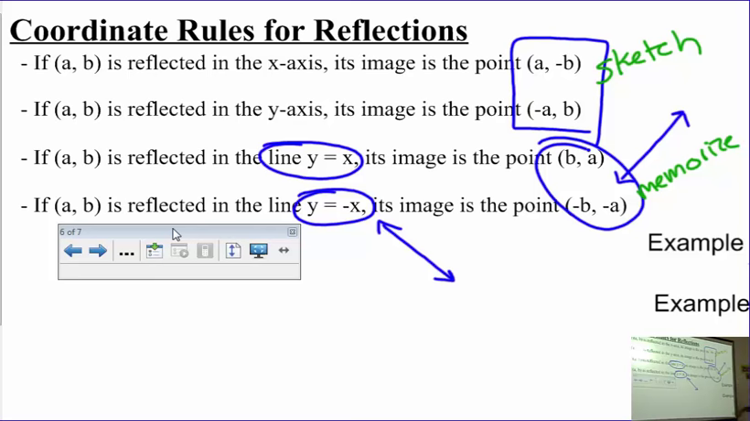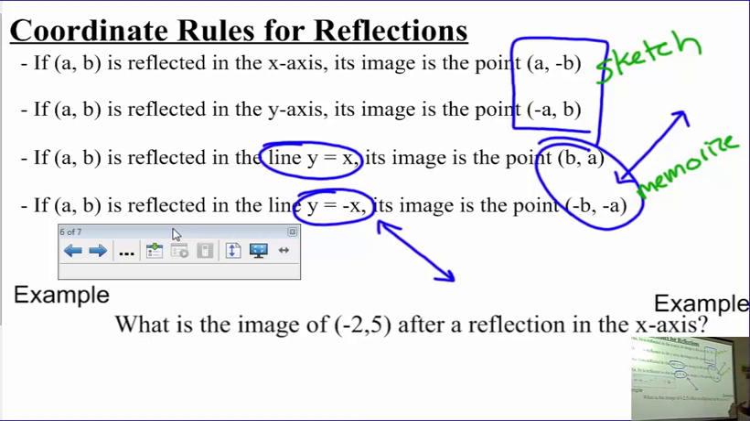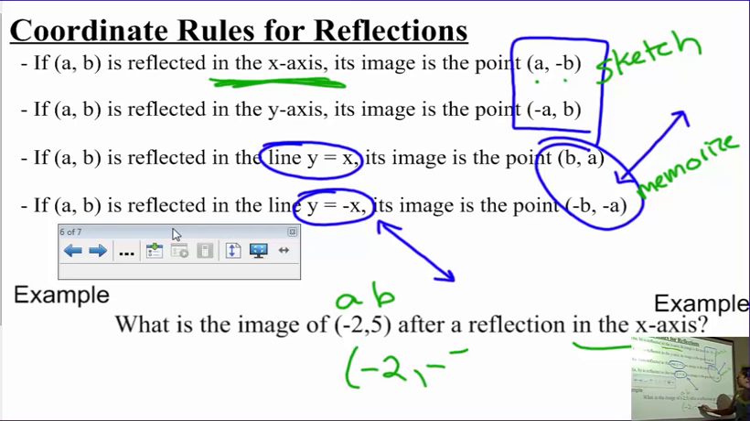All right, let's do the first example together. We want to know what the image of -2, 5 is after a reflection in the x-axis. So in the x-axis, that's this first rule up here, its image is going to be A, negative B. So it's going to stay in the same order. We're going to call this A, this is B. So we want to end up with A, negative B. So A is going to stay the same, B is going to become its opposite.